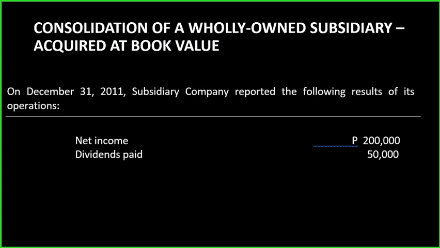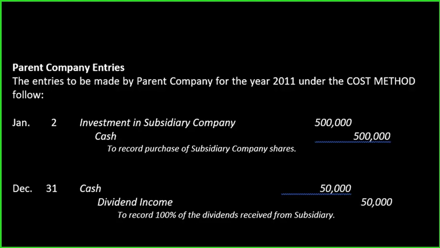Also, during the year, the subsidiary reported a net income of 200 and dividends paid of 50. So what are the necessary journal entries found in the books of the parent? First, to record the acquisition, that will be a debit to your investment account and a credit to cash of 500.